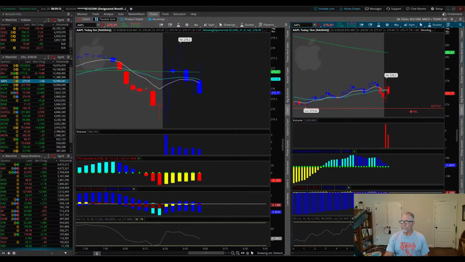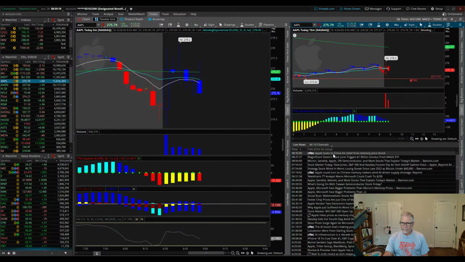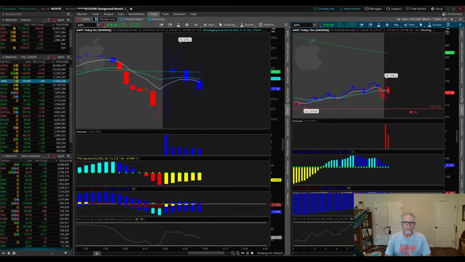So let's go to the news. What kind of news do we have? Okay, let's see. Apple looks to China for relief from memory price shock. Magnificent Seven's Black June triggers $1 billion exodus from Mag's ETF. Not any specific news about Apple. I mean, the big news, they raised prices on their products yesterday. And as I said in yesterday's video, that's a big negative. Usually for a company to raise prices.